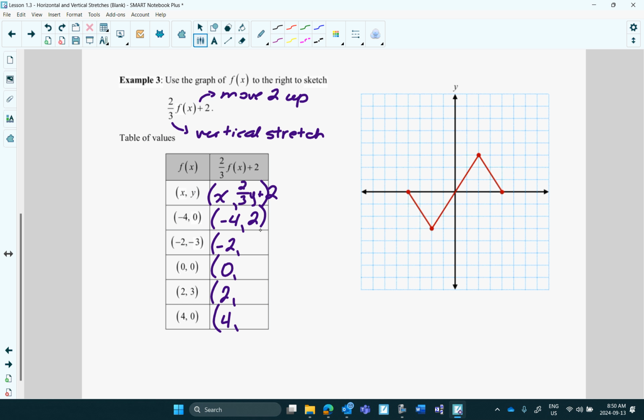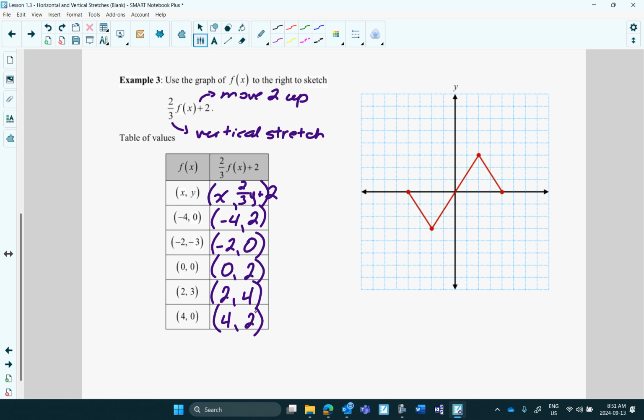2/3 of -3 is -2, right? Because 1/3 of -3 is -1. So 2/3 is -2 plus 2. Well, this is the same as this, so it's 2. And actually, this one down here is the y. Those are all 2 because I've already calculated it. 2/3 of 3 plus 2. There's all our new points.